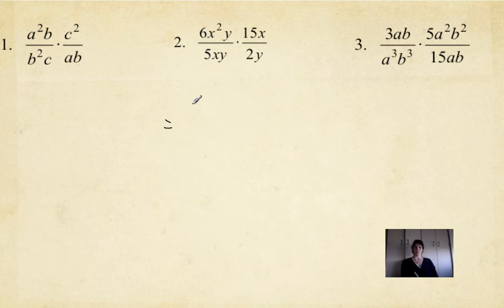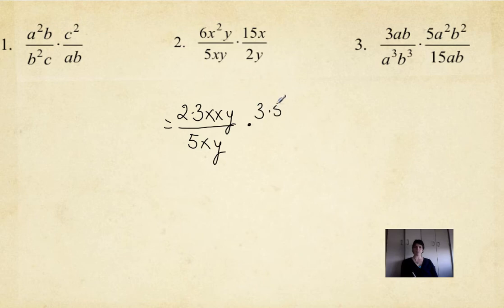So when we look at number 2, we take a 6 and we change it so that it becomes a 2 times 3. X squared is x times x, y is just y, all over, that's a prime number, 5, x and y, times 15, that's 3 times 5, and x over 2 and a y.